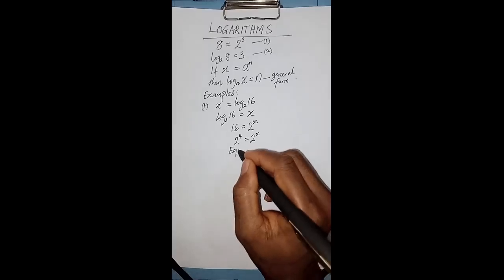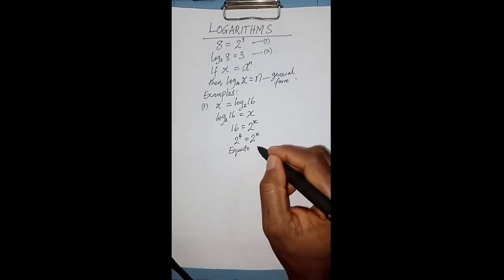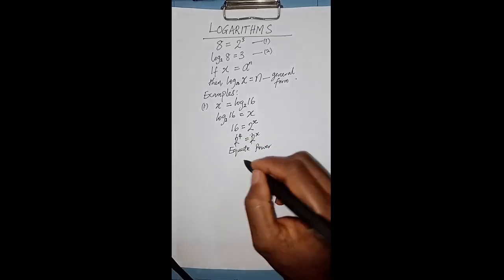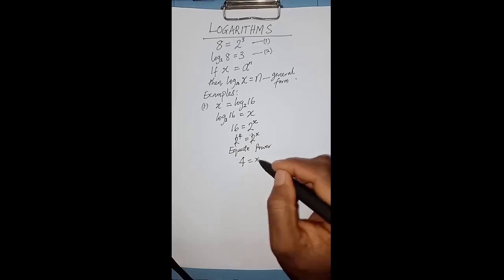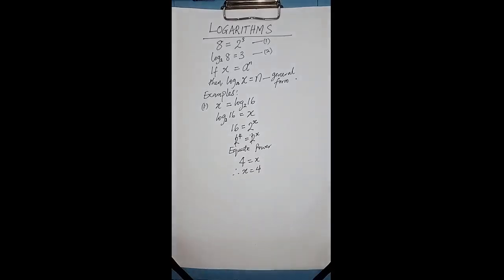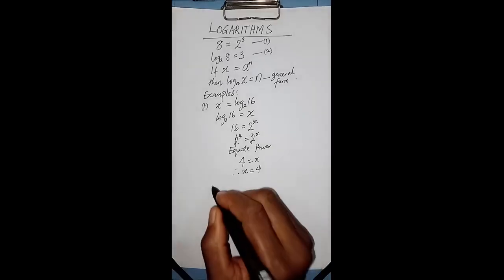Remember, when you have a math like this, what do we do? You equate powers because the bases are the same. And so 4 is equal to x. Therefore, x is equal to 4. That's not difficult, right? Let's try out number 2.